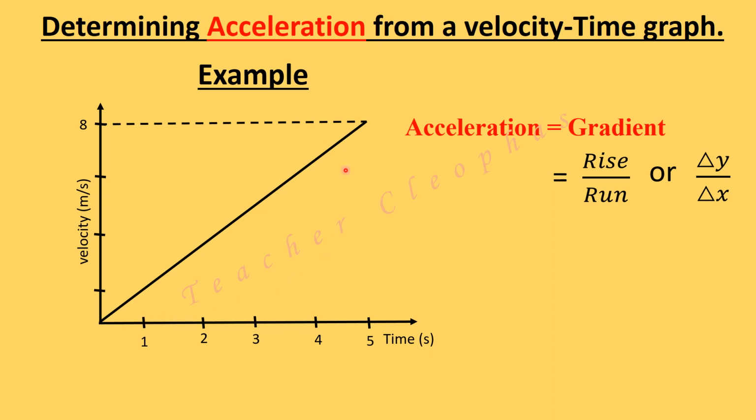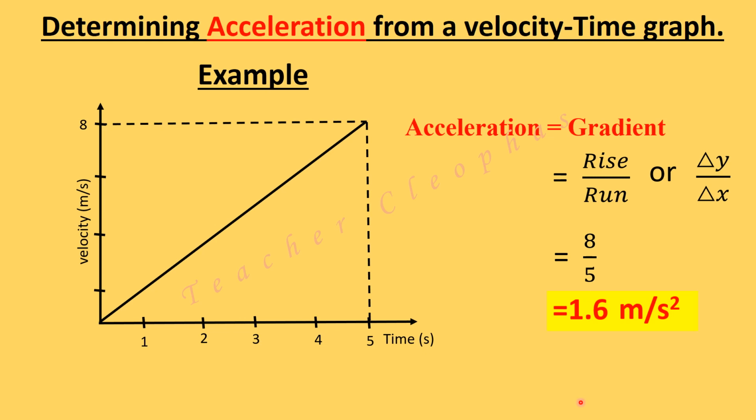Then we need to get the corresponding value for this point on the x-axis, and this point is 5. So if we take 5 minus 0, the run will be 5. So let us substitute the rise and the run this way. So we have 8 over 5, which simplifies to 1.6, and the unit is meters per square second, since this is acceleration.